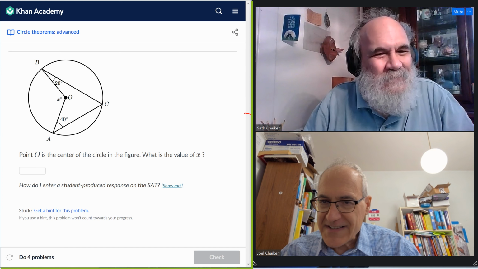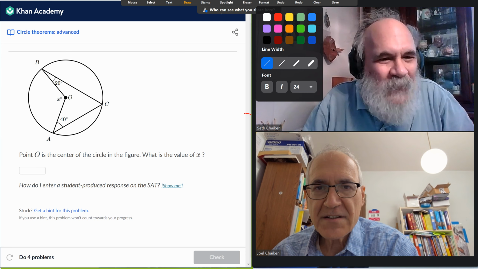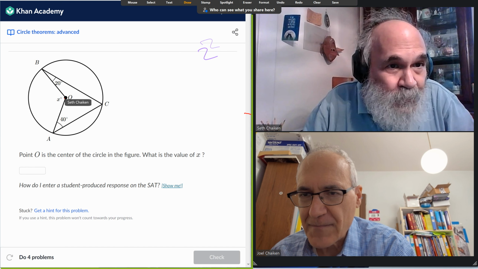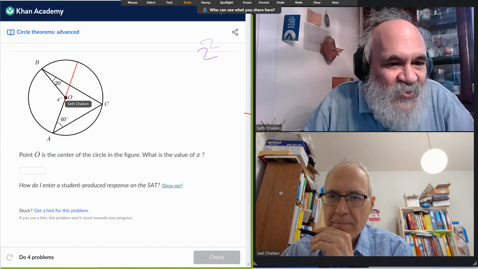Point O is the center of a circle. What is the value of x? Obviously, this is a geometry problem, and it's related to a circle. So my very first approach is to draw these lines.